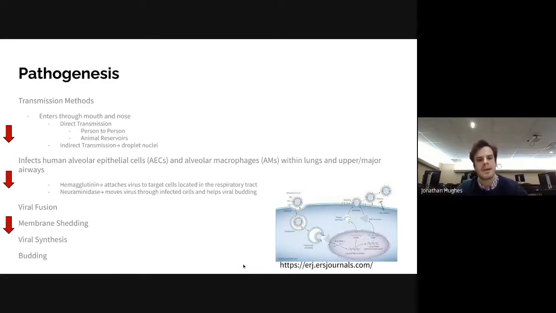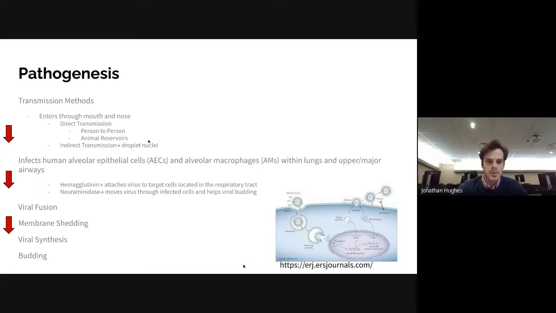So what is the pathogenesis of this disease? We have 2 transmission methods: direct transmission and indirect transmission. When the virus is entering humans from animal populations, it's mostly going to be direct transmission. But when the virus is in a human population, it can be either direct transmission or indirect transmission through droplet nuclei.